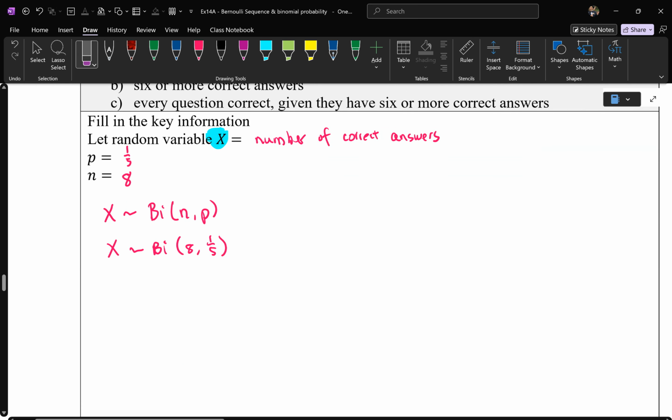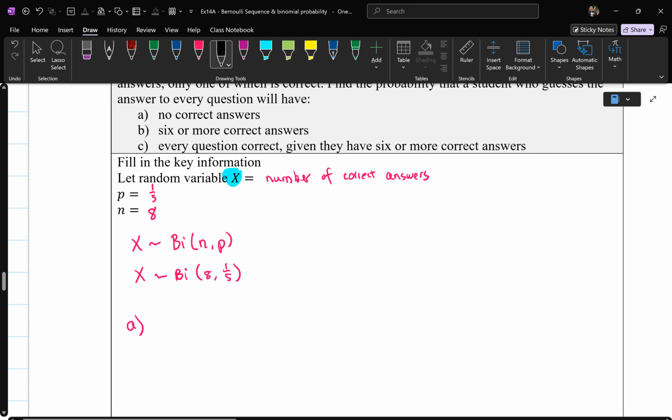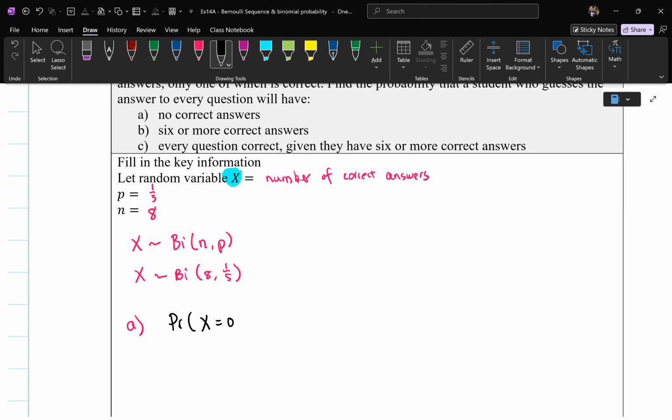Part A. Question A was no correct answers. That's another way of saying the probability of your random variable X equals 0. So you want no successes. Based on what we've understood so far, if it's binomial, you don't have to draw a tree diagram anymore. Out of 8, I want no successes. Chance of success is 1/5, and I want 0 of them. Chance of failure is 4/5. Since 1/5 is what you want, 4/5 is what you don't get.